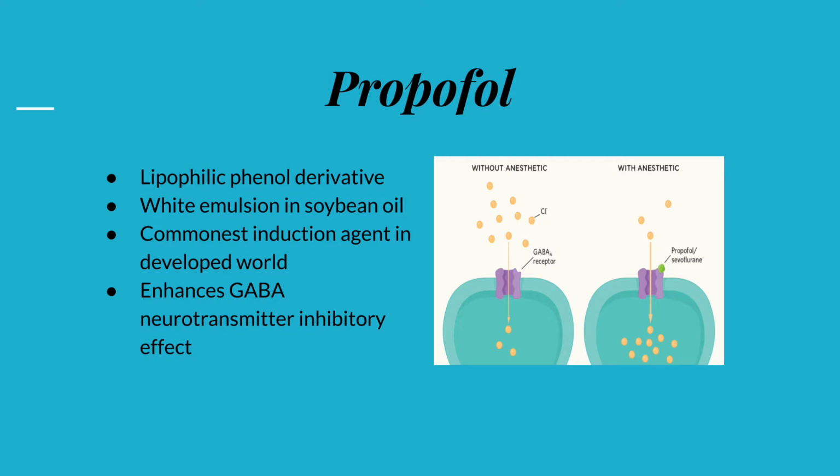It works by increasing GABA-mediated inhibitory tone to the central nervous system. Propofol decreases the rate of dissociation of the GABA from the receptors, thereby increasing the duration of GABA-activated opening of the chloride channel with resulting hyperpolarization of the cell membranes.